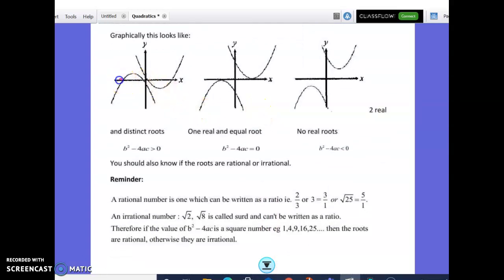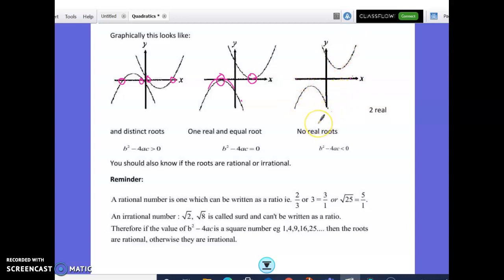Two real roots. If it crosses your x-axis in two different places, that's what it would look like with a maximum turning point. That's what it would look like with a minimum turning point. If we had one real or equal roots or repeated roots, then it's touching the axis, it's turning on the axis. There it is with a minimum turning point, and there it is with a maximum turning point. If we've got no real roots, it means it doesn't cross the x-axis. So again, we can have maximum and minimum turning points, but it doesn't cross that x-axis at all.